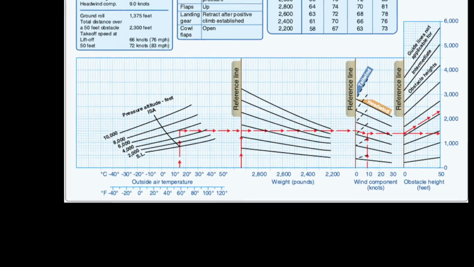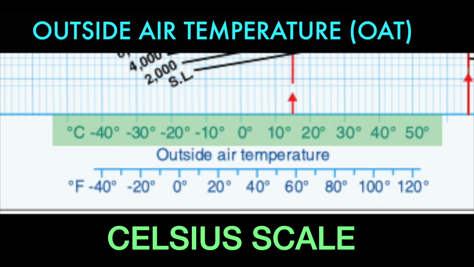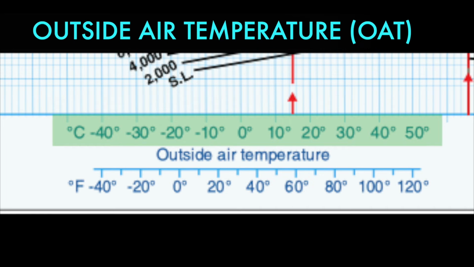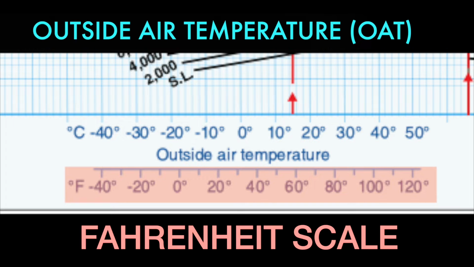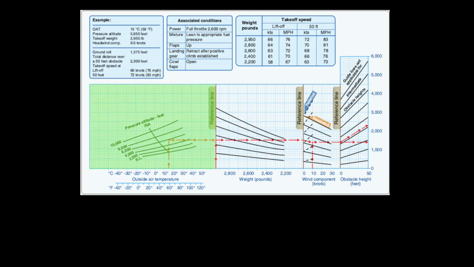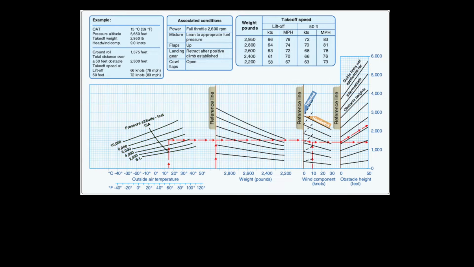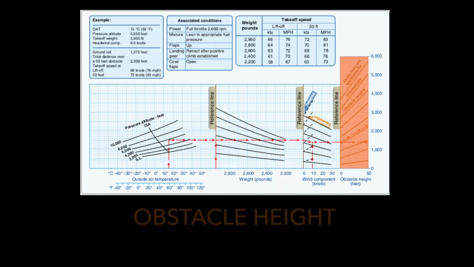Moving on to the sections we will be using, starting in the lower left corner right below the graphed area, we have a section dedicated to outside air temperature, often abbreviated to OAT. There are 2 separate temperature scales, one for Celsius and the other for Fahrenheit, which is placed right below the Celsius scale. Moving above the temperature section, now highlighted in green, this is an area dedicated to the pressure altitude conditions. Next to that in the purple area, we enter the section dedicated to aircraft weight conditions, and next over in blue is the wind component conditions. And finally to the right of that in orange is the section for obstacle height.